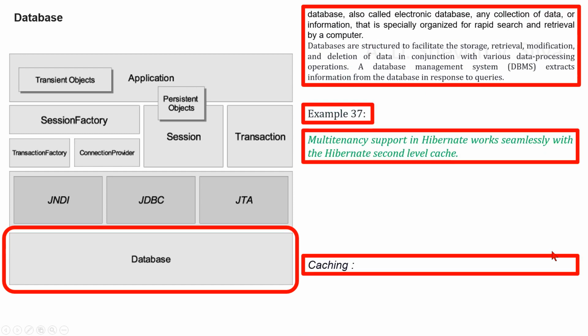Now we are considering caching. Multi-tenancy support for Hibernate works seamlessly with the Hibernate second level cache. The key used to cache data encodes the tenant identifier. Currently, the schema export will not really work with multi-tenancy.